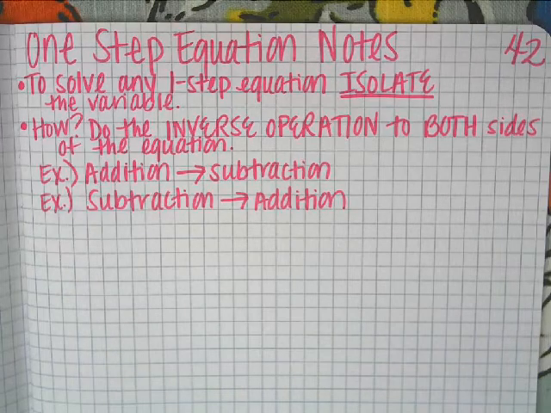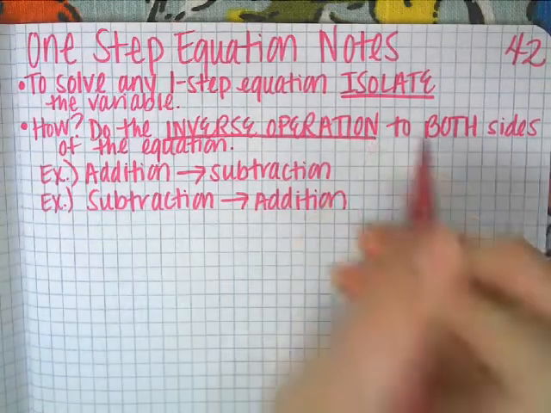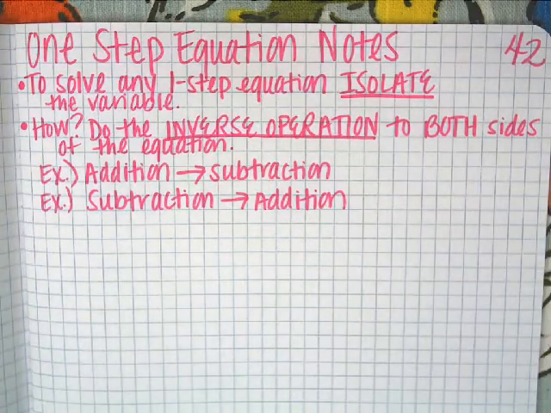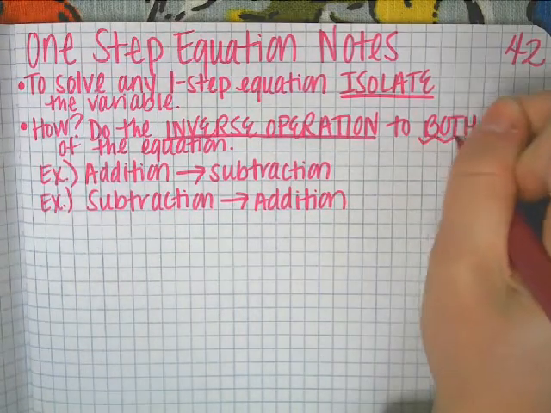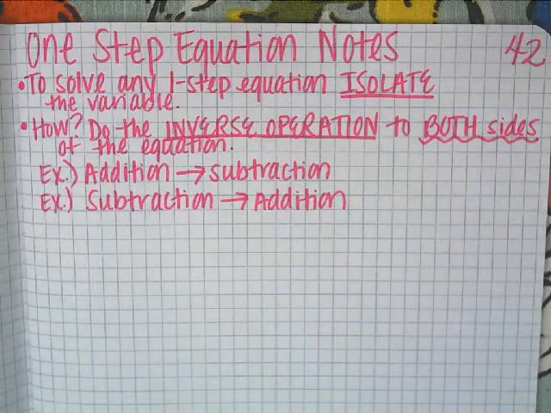In order to solve one-step equations, you're going to have to isolate the variable. What does that mean to isolate the variable? Well, how would we do that? We're going to have to do the inverse operation. Now, when I think of the word inverse, I'm going to think of the opposite. And I'm going to want to make sure to do that to both sides of the equation, to be fair. If I do it to the right, I have to do it to the left, and vice versa.